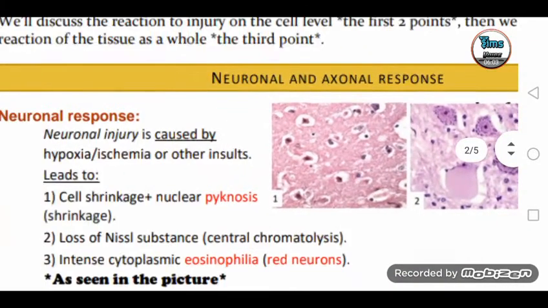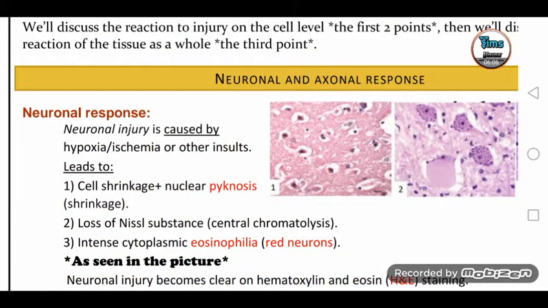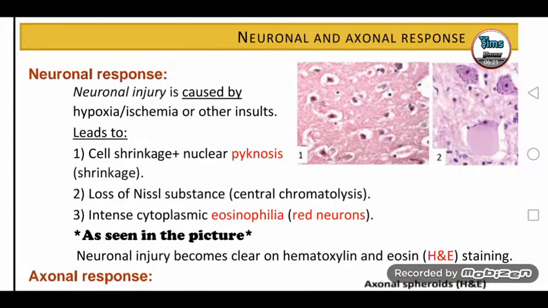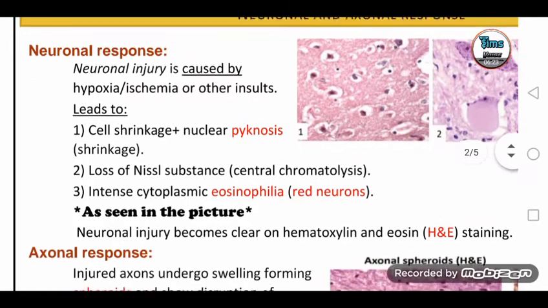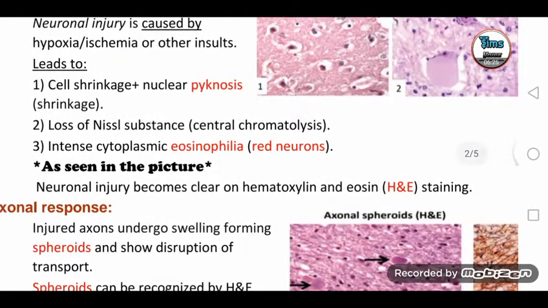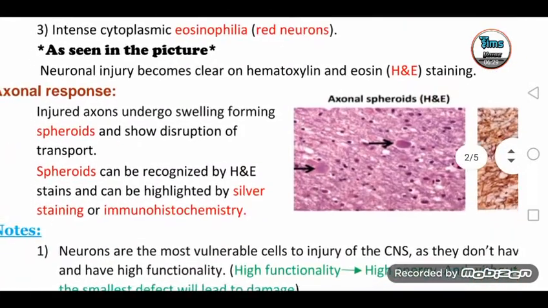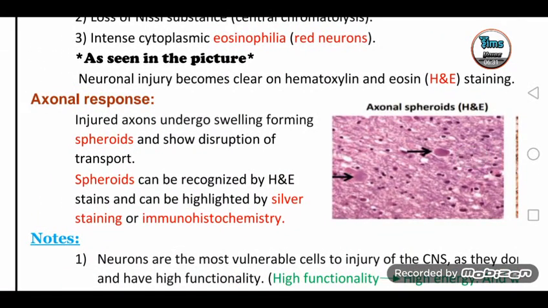So again, the neuronal injury is caused by hypoxia, ischemia, or other insults. This may lead to cell shrinkage, nuclear pyknosis, loss of Nissl substance, central chromatolysis, and intense cytoplasmic eosinophilia or red neurons. So the neuronal injury becomes clear using the H&E stain, which is obvious considering the colors.